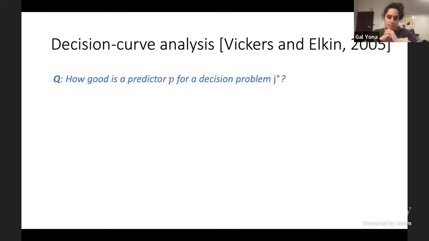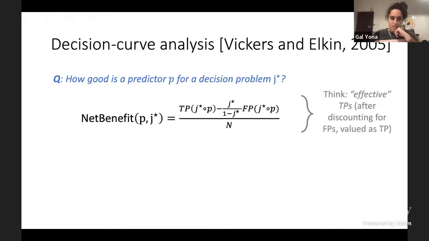So going back to decision curve analysis, a fundamental question that a clinician, for example, would want to ask is: you gave me a predictor, I want to use it for a binary decision problem J star. How good is it to use P for this problem? And the proposal in this line of work is to define this concept of net benefit. It's not a nice looking equation, but what's written here is actually very simple.